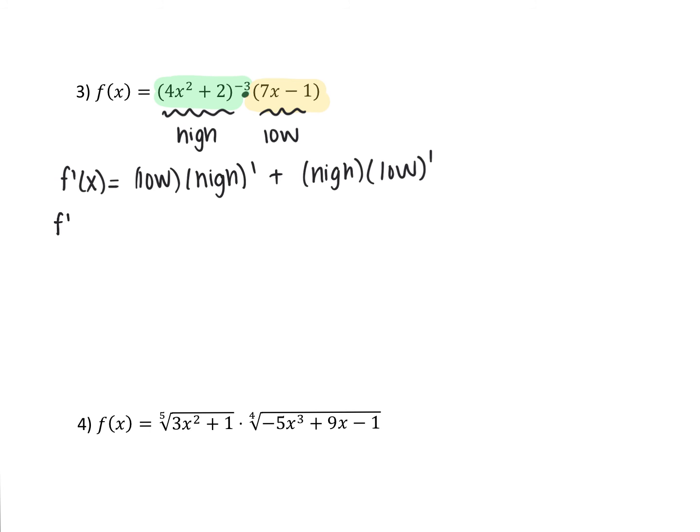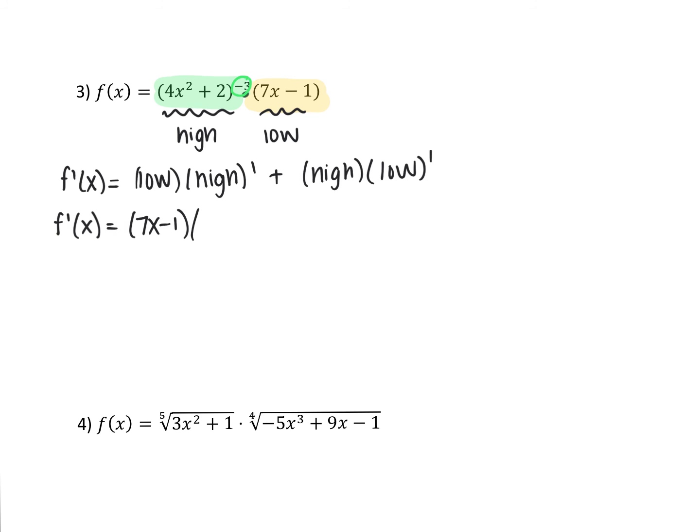So f prime of x, we're going to rewrite our low function, which is 7x minus 1. Now the derivative of high, here's my high function. You should notice that this is actually a chain rule. So I'm going to use a bigger set of parentheses, and I'm going to use a different color when taking the derivative of the high.